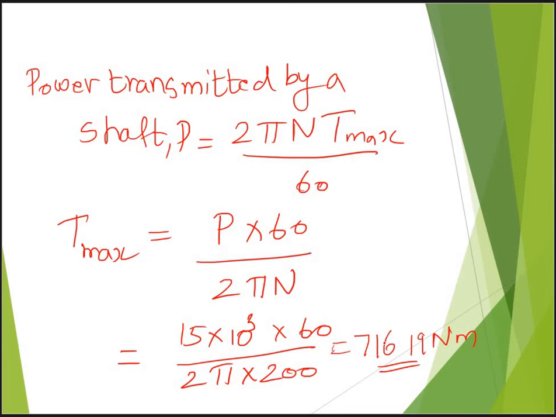716.19 Newton meter is the maximum torque transmitted by the shaft. But we have to do the calculation in Newton mm, right? Because all our dimensions are in mm. So T max is equal to 716.19 into 10 raised to 3 Newton mm.